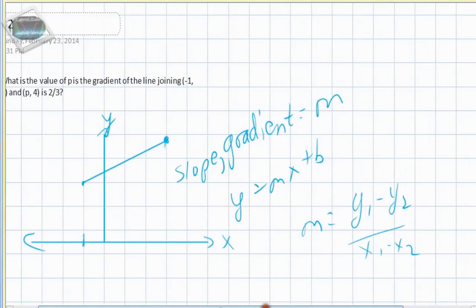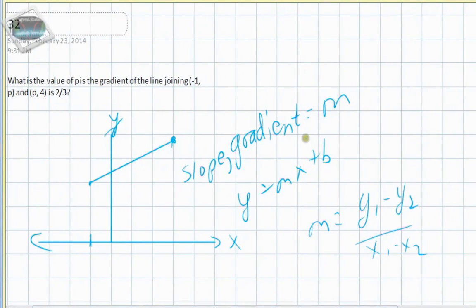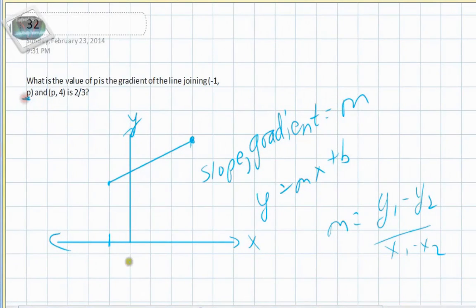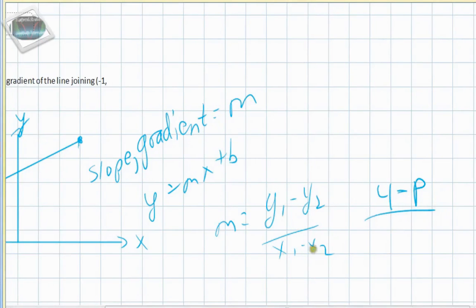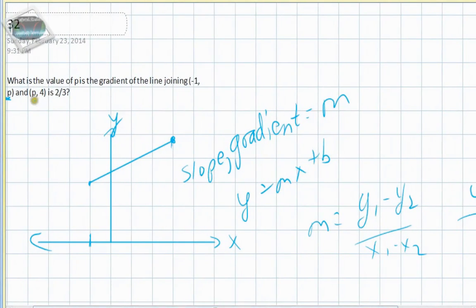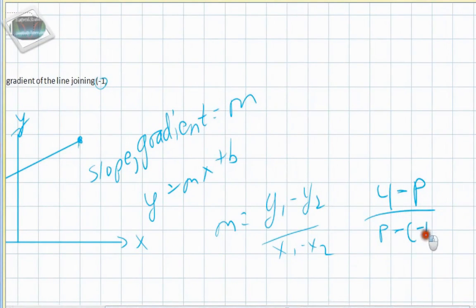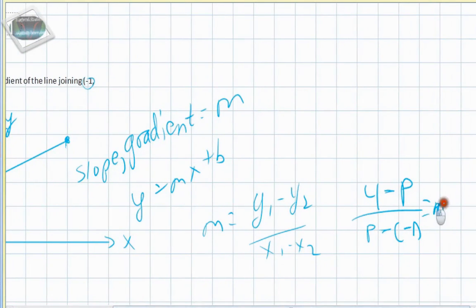Okay, so here we have 2 points, and they are -1 comma p and p comma 4. So let's find the y value of one of these. The y value in p comma 4 is going to be 4. So let's say 4 minus, and then we're looking at the y value for the other one, which is p, over, now we're going to look at the x values. So what's important is that if we chose this point first, we're going to continue to use it first. So here's p minus, and this time it's -1. This is going to be equal to m, which actually they told us it's 2/3. Right?